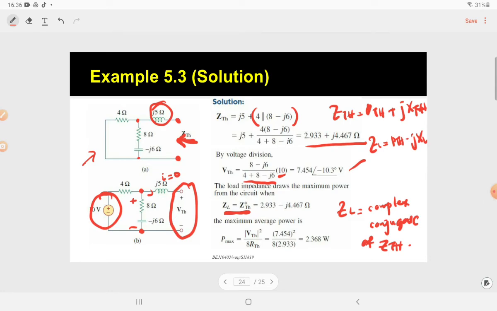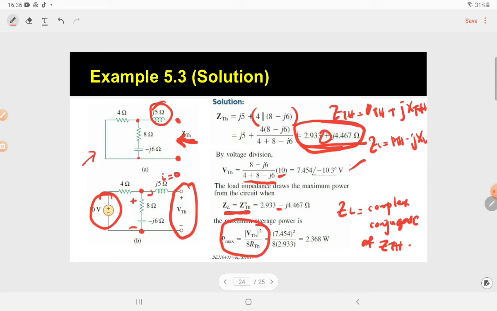Alright, ZTH we already calculated over here. This is our ZTH. So automatically your ZL should be equal to the complex conjugate of the ZTH. So it becomes 2.93 minus J4.467 ohm. Now we can calculate the maximum average power by using this formula, right?